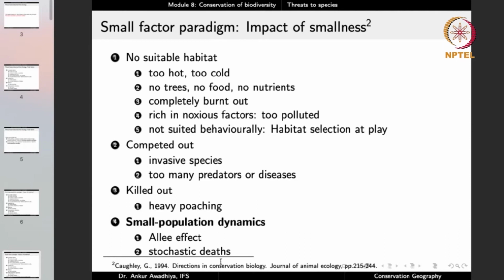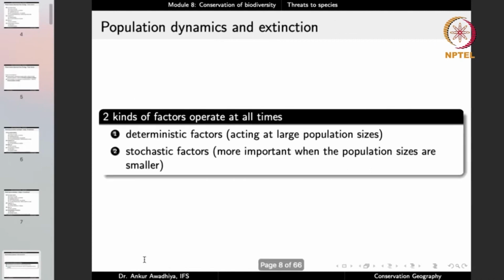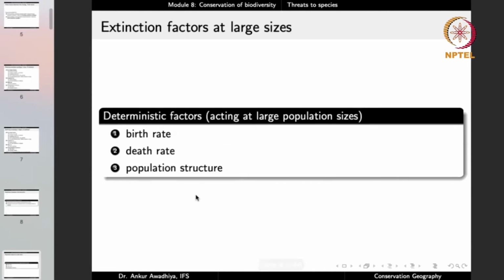And once you have a small population, then we have the small population paradigm, which will push the small population towards extinction. So basically, when we talk about extinction, there are two kinds of factors operating in any population. You have deterministic factors, which act at large population sizes, and stochastic factors, which become more important when the population sizes are smaller. So what are these?